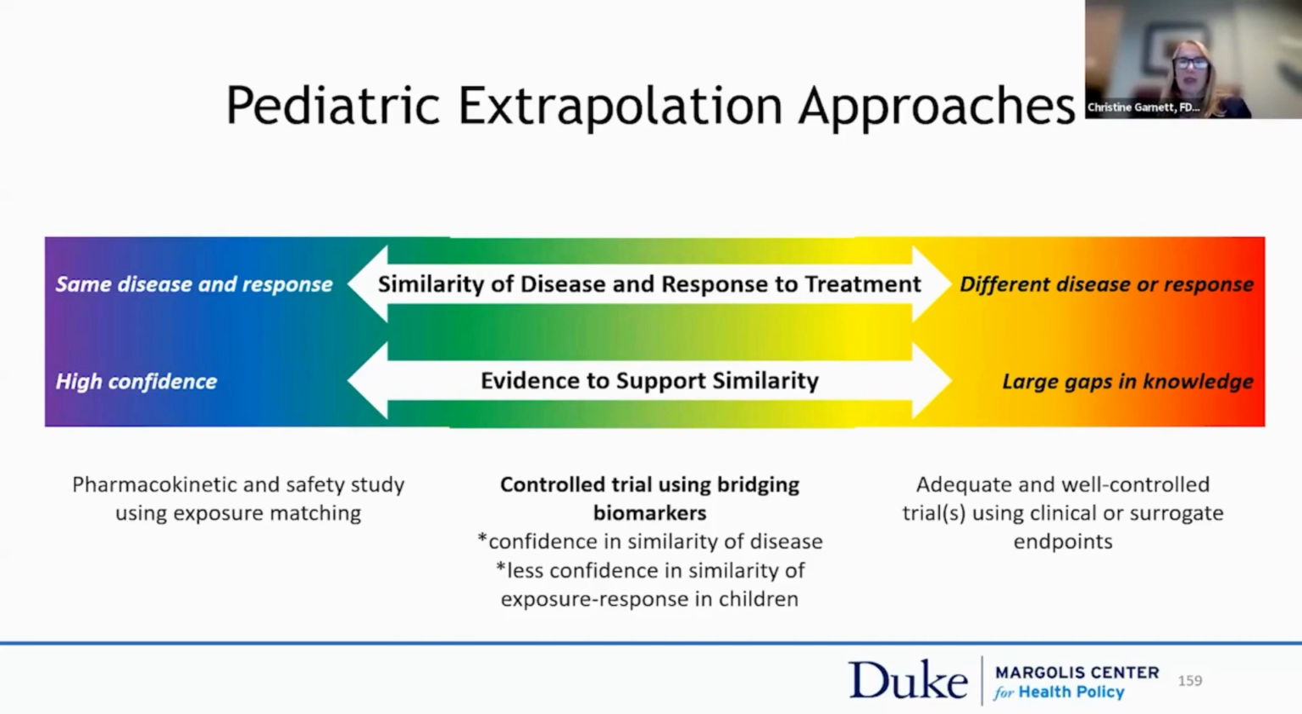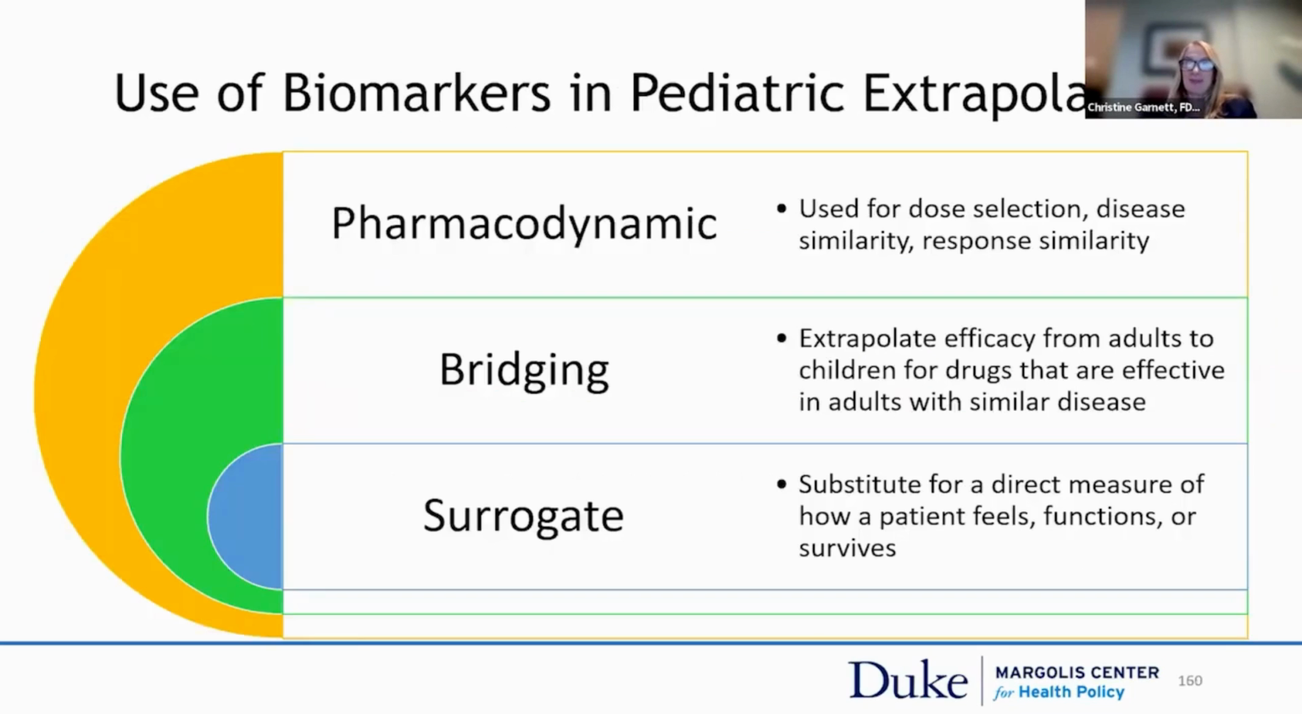Now, somewhere in between the two ends of the extrapolation spectrum is the use of a bridging biomarker, where there is high confidence in the disease similarity, but there remains gaps in knowledge on whether there is similarity in response to treatment, and perhaps there are limited age-appropriate clinical endpoints. Next slide, please. So a bridging biomarker is a response biomarker that is supported by strong mechanistic evidence and is expected to be correlated with a clinical endpoint intended to assess clinical benefit in clinical trials.